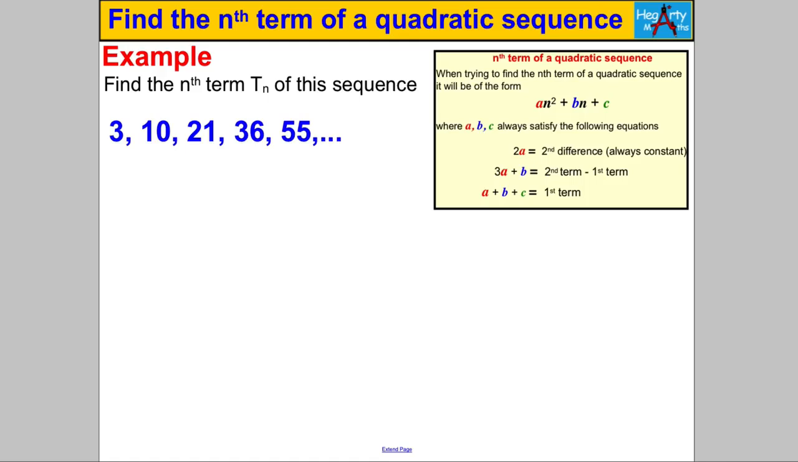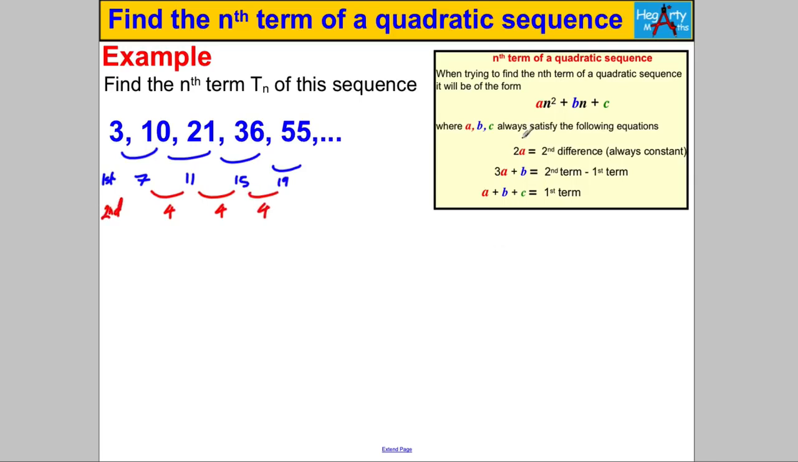Here you go. Find the nth term of this sequence, assuming it's quadratic. I've written the rules we can use over here. Now, we're going to work out some of the differences. Let's start off by working out the first difference. That there is 7, this there is going to be 11, this here is going to be 15, and this here is going to be 55 subtract 36, which is going to be 19. The second difference is going to be constant. It's 4. That reminds us that it is actually a quadratic.